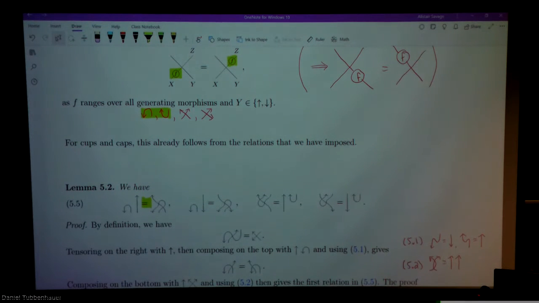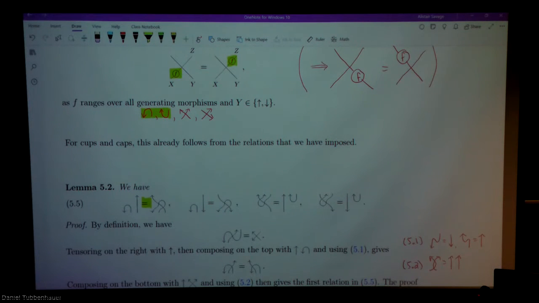Oh, now I've written the same one twice for some reason. Why did I do this? It's pointing downwards. It's the same. Oh, yeah, good. It's not the same, right? So here I've moved it past an up arrow. Here I moved it past a down arrow. Thank you. Right. So we need that for the two generating objects.